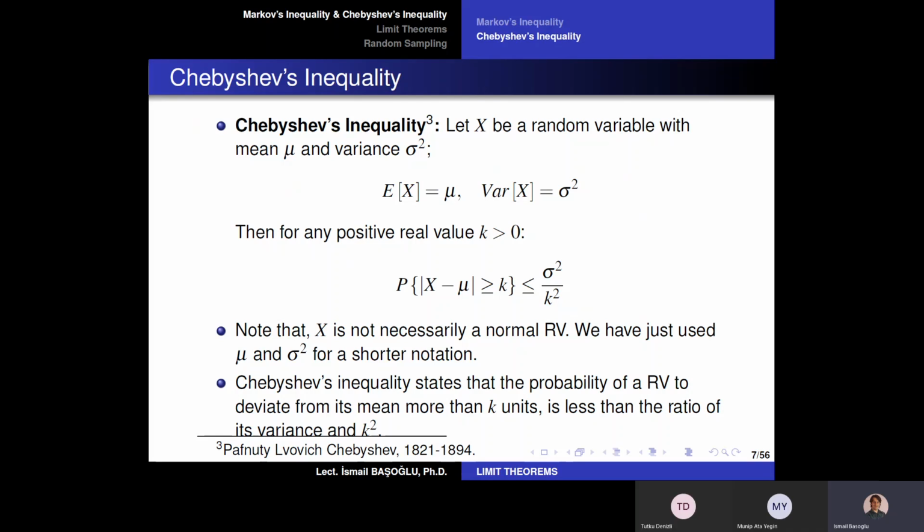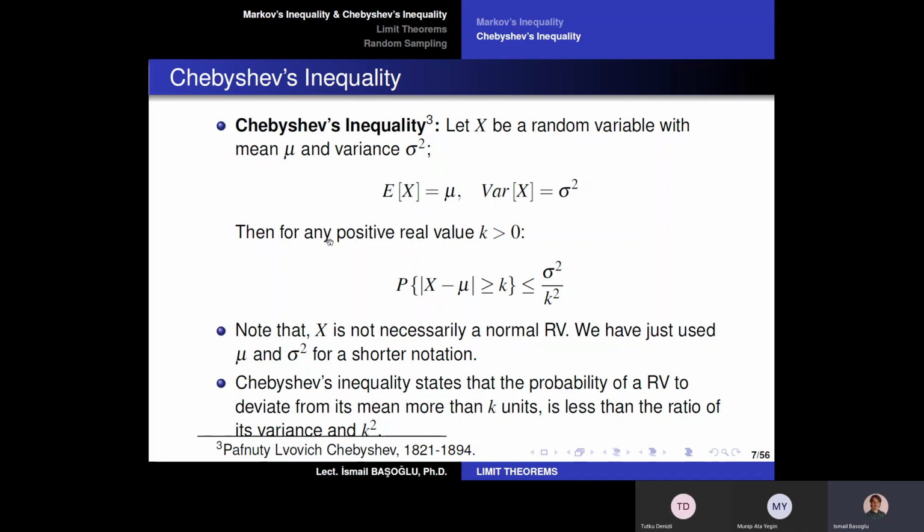So the random variable's distribution is unknown. I don't know if it is normal or exponential or uniform or distributed with any other unknown distribution. I do not know anything about the random variable's distribution, but I only know its expected value and variance. And this time, x can also take negative values. So we are not looking for a random variable which is necessarily non-negative. X can be any random variable. All we know about this random variable is its expectation and its variance.